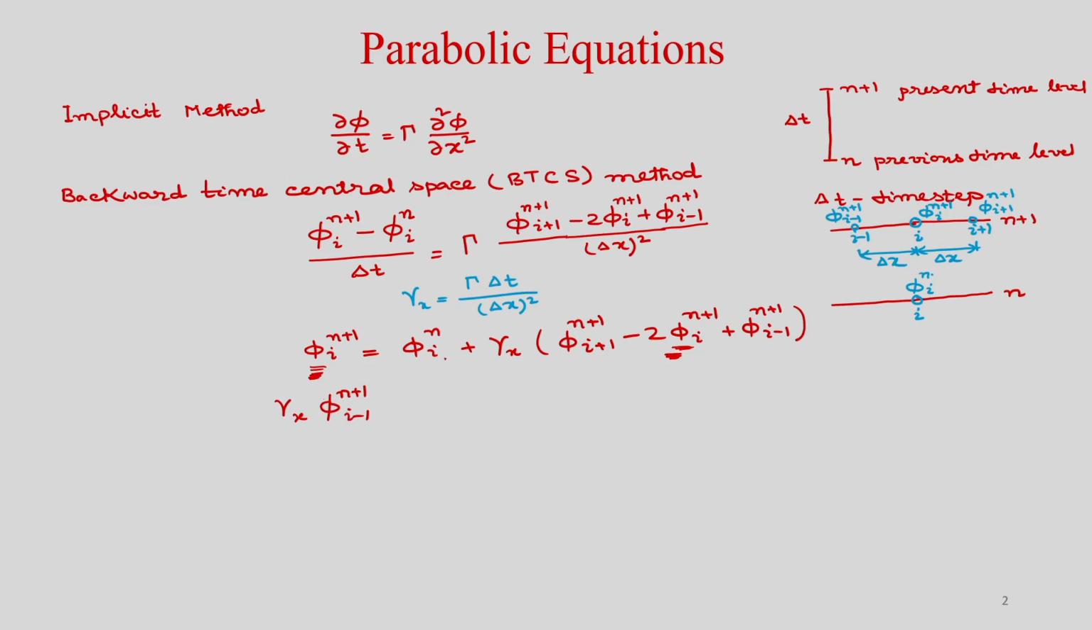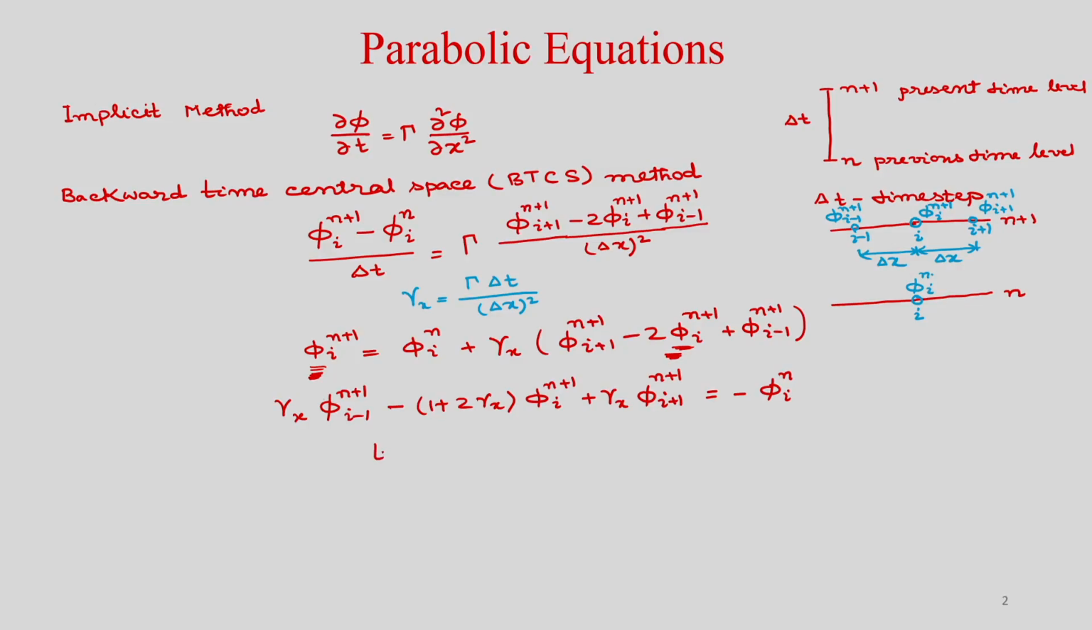And if you now take phi I, so this we are taking in the left hand side, it will be minus 1 plus 2 gamma x phi I at n plus 1. And you have another term plus gamma x phi I plus 1 at n plus 1. So, you will have in the right hand side, as phi I will go this side, so it will be minus phi I n. So, this is the final algebraic equation.